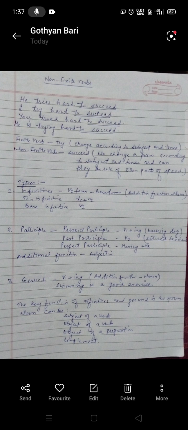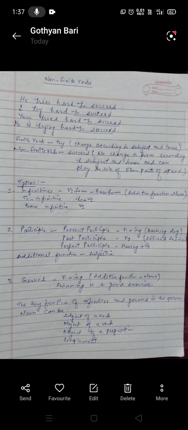So first is its identification, its form, and the second is the role or the additional function they can play in a sentence. Besides being a verb, because they are basically verbs, they can play other parts of speech. For example, we have seen the verb to succeed playing as an object, or a noun. So two things we have to keep in mind.